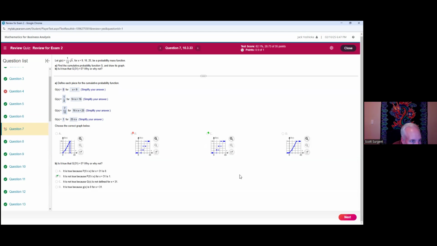The way that probability mass functions are set up, you always make the jump. Oh, I see it. I was looking at the first point here, and then I thought it was just closed here. Okay, I see it now.